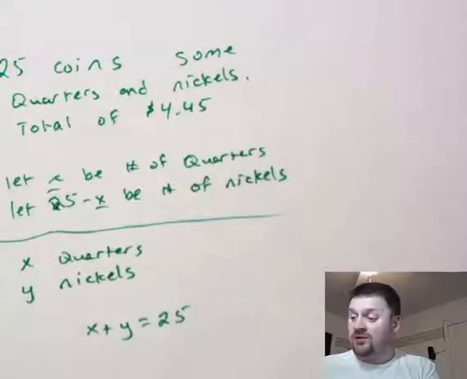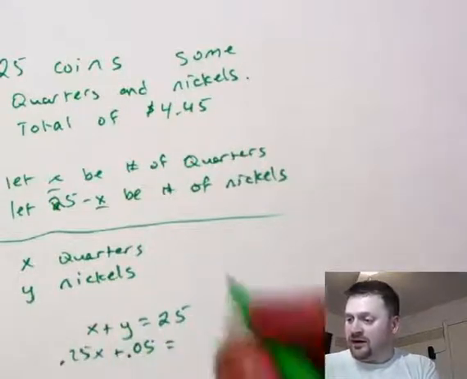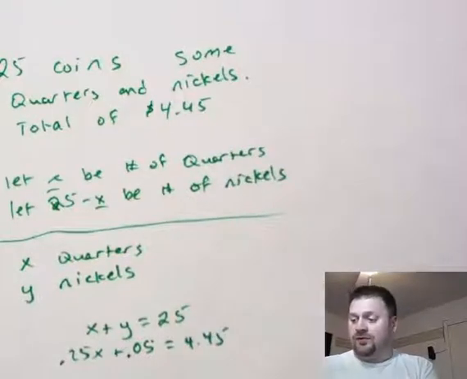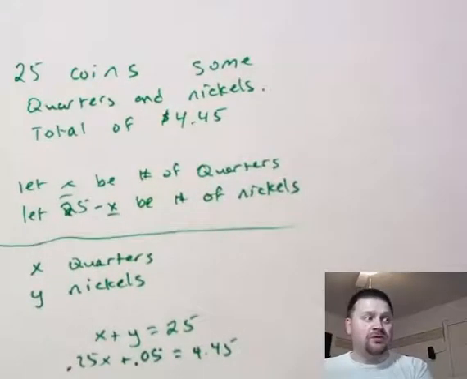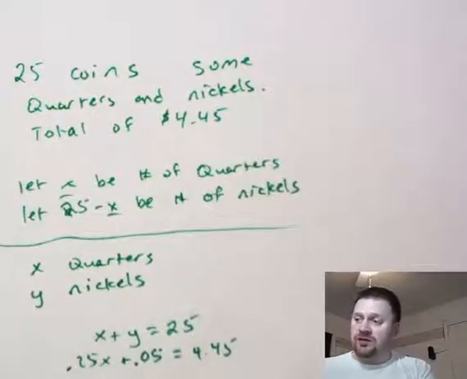And then I would create a second equation that involved all the money. And that would be, well, I know quarters are 25 cents. I know nickels are 5 cents. And I know I had a total of $4.45. So there is how you can use a system of equations to solve this problem, where you've got two variables and you've got two equations. This is the kind of thing that we're going to do over the next couple of days.